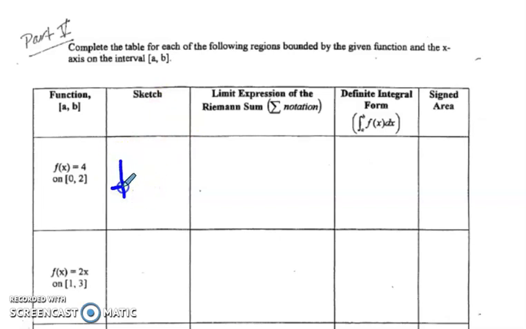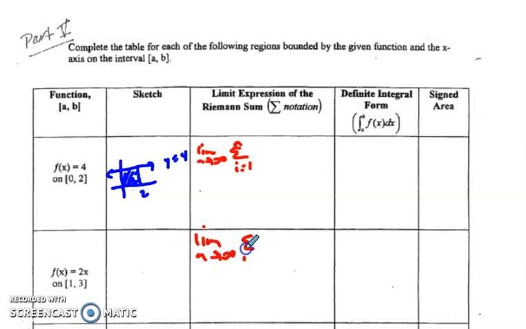So my sketch is just going to be the line y equals 4 right here. And I put it on the interval from 0 to 2, so it is this section right here. So the limit expression of the Riemann sum will be the limit as n goes to infinity, the summation from i equals 1 to n, and that part that I just wrote in red will actually hold for every single problem. Limit as n goes to infinity, summation from i equals 1 to n.